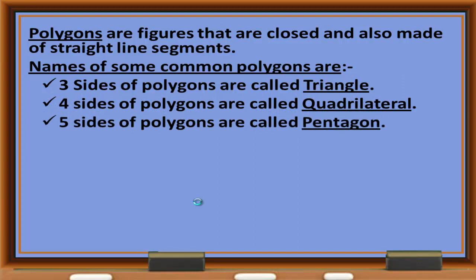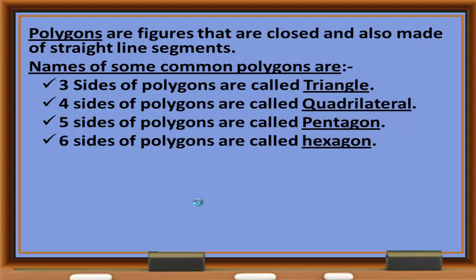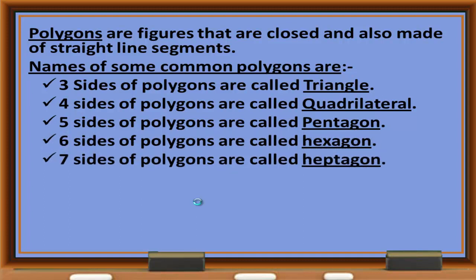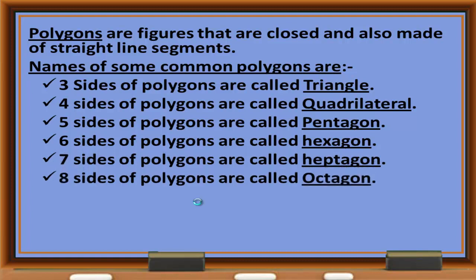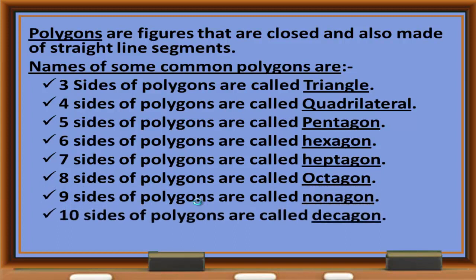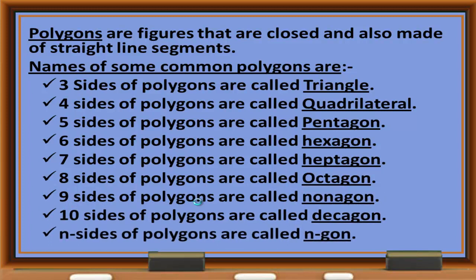5 sides of polygons are called pentagon. 6 sides of polygons are called hexagon. 7 sides of polygons are called heptagon. 8 sides of polygons are called octagon. 9 sides of polygons are called nonagon. 10 sides of polygons are called decagon. N sides of polygons are called n-gon. Therefore, you should recall the names of polygons.